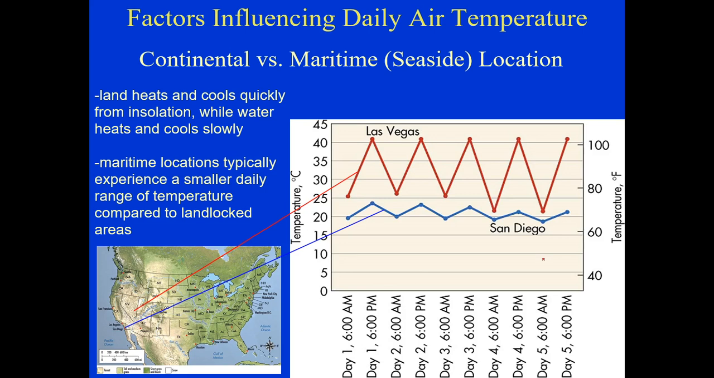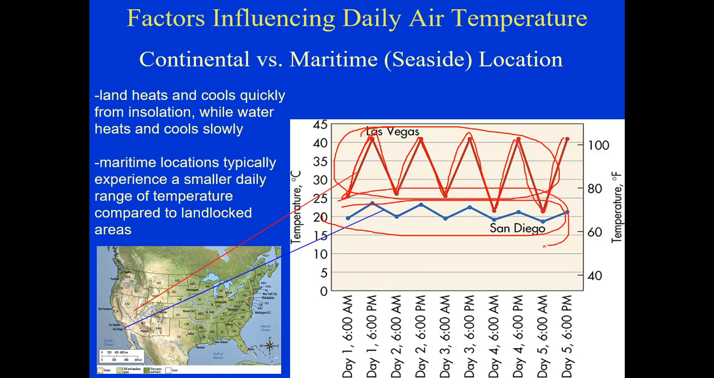Okay, so yet another factor you see here, maritime being coastal. Here's San Diego and Las Vegas. You see much larger temperature variations day in and day out throughout the course of a day. This is the diurnal effect. You see it gets cold at night, gets warmed up during the day, cold at night, warmed up during the day. And those diurnal temperature variations are much bigger in a place like Las Vegas, which is in the interior of a continent, versus San Diego, California, which is on the west coast.